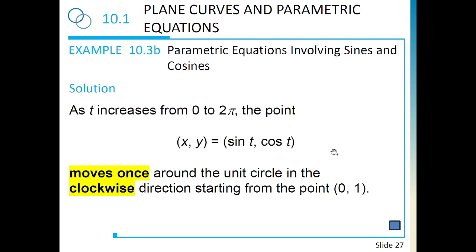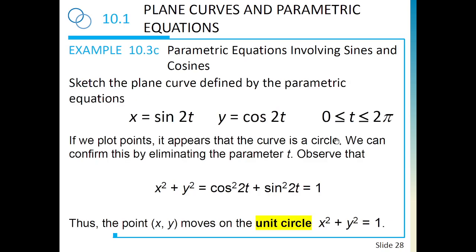So by eliminating the parameter, we lose some information. That's why it is important to always go back to our original expressions to figure out the movement of the particle, in which direction it goes.